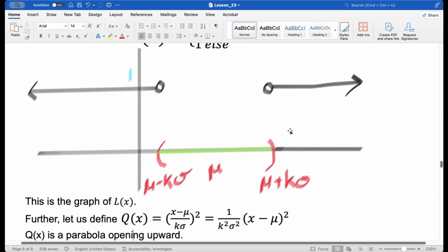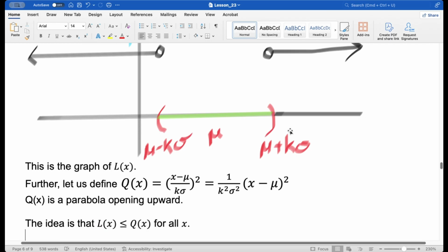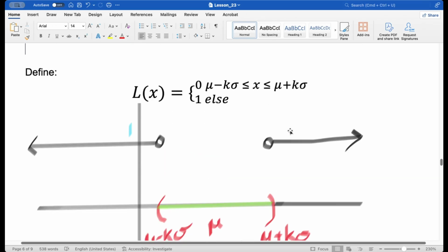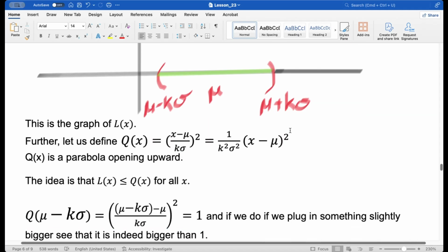Now we define q of x to be x minus mu over k sigma, squared, where k and sigma are constants. K is the number of standard deviations, sigma is the standard deviation. We square the top and bottom, squaring both k and sigma. The graph of q is a parabola opening upward. We have a positive coefficient on the x squared term, so it's opening upward. So we're going to use the fact that L of x is less than or equal to q of x. So what happens if you plug in mu minus k sigma? The mu's cancel out.